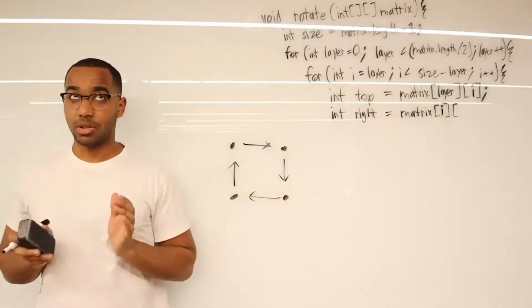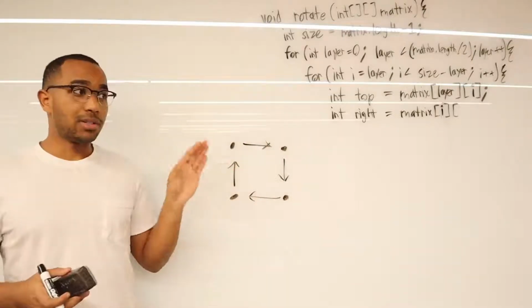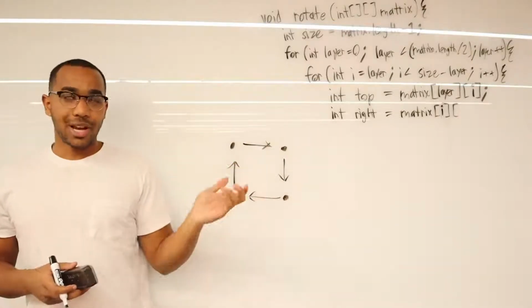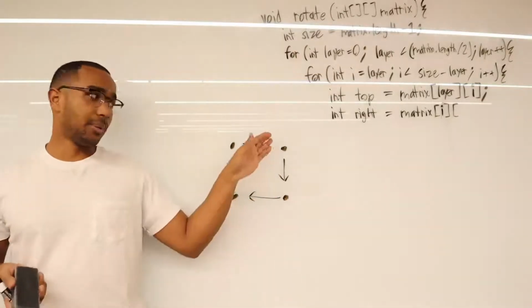And so what stays constant? The column we're in. What column are we in? We're in size minus layer. And the size is the last index. The layer right now is 0. So that's going to give us exactly what we want, the last column.